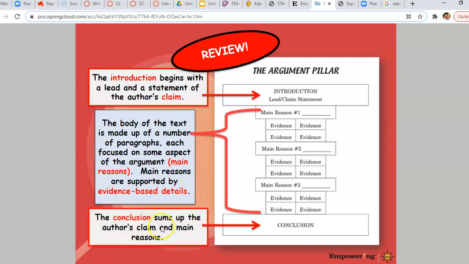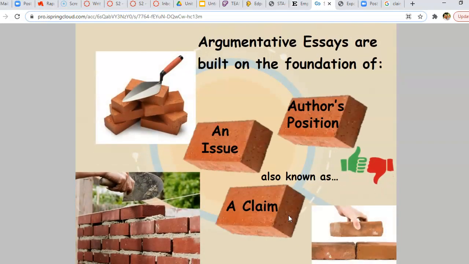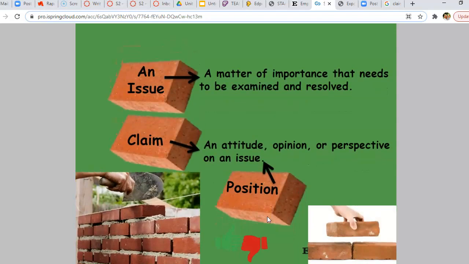And then the conclusion sums up the author's claim and the main reasons. Remember, in that conclusion paragraph, we're going to restate our claim and main idea and main reasons, and then tie back to our hook or lead. Argumentative essays are built on the foundation of an author's position, an issue, an author's position, which is also known as a claim. An author's position is a claim. So whatever you're claiming is basically your belief. It's your position on it.